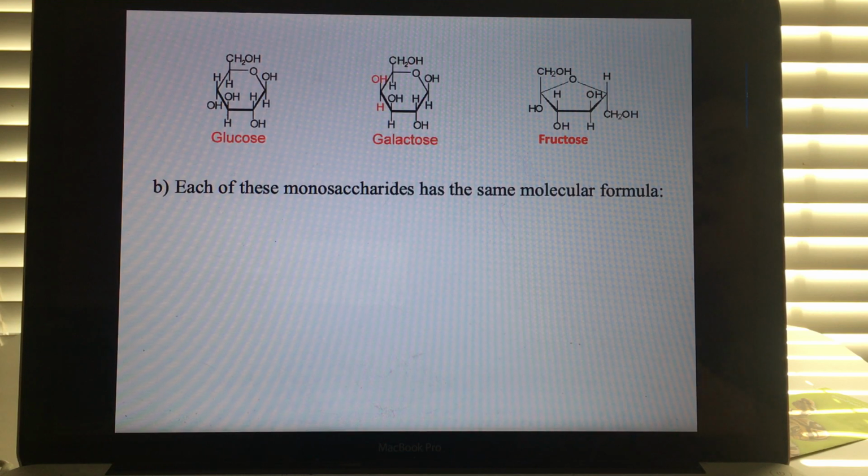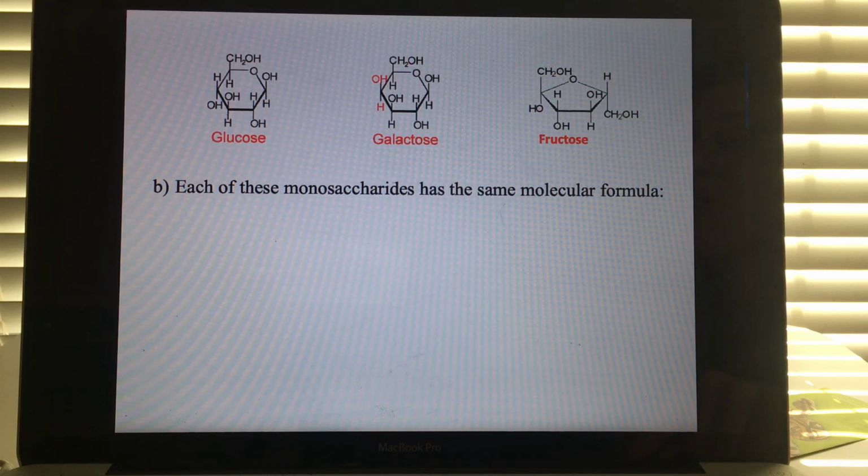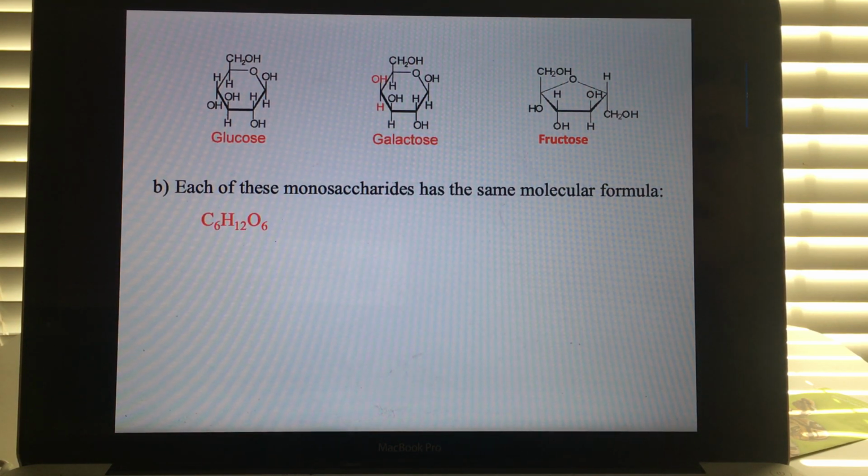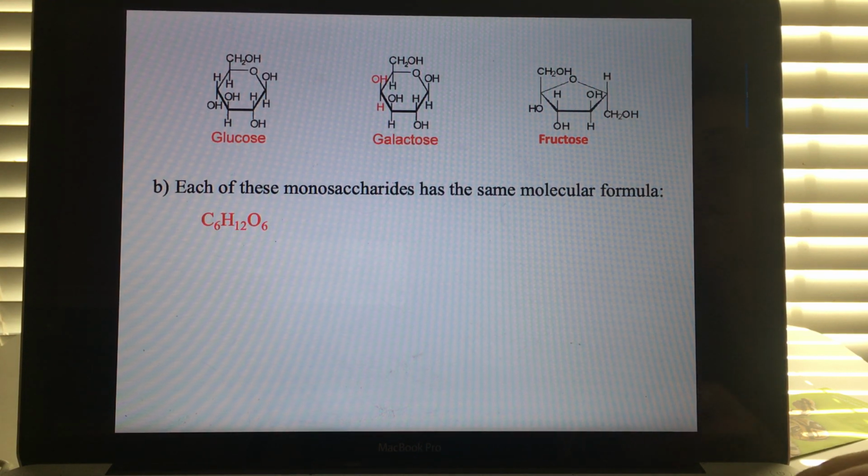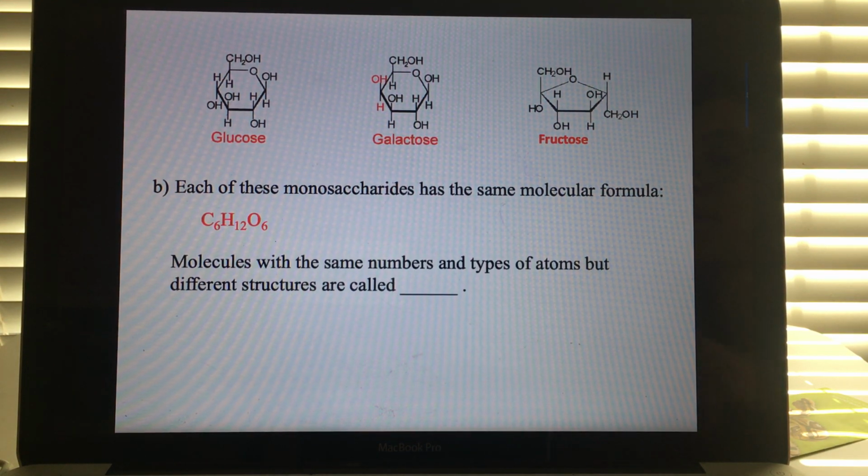Okay, so each of these monosaccharides has the same molecular formula. They're all made out of 6 carbons, 12 hydrogens, and 6 oxygens, but they have a different structural formula. So molecules with the same numbers and types of atoms but different structures are called isomers.